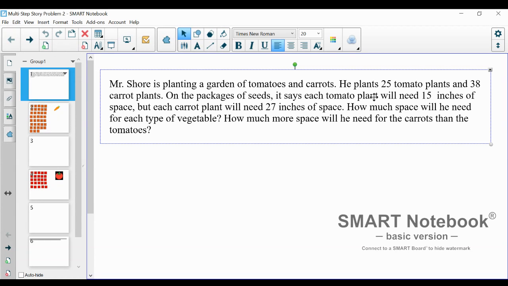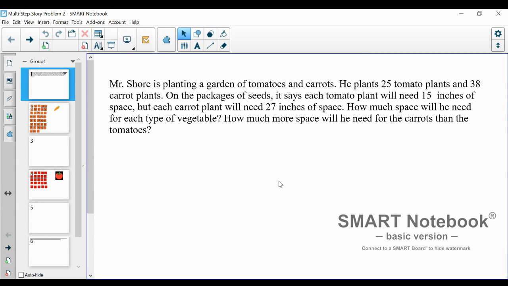In this video, I am going to be discussing how to solve a multi-step story problem. The problem is Mr. Shore is planting a garden of tomatoes and carrots. He plants 25 tomato plants and 38 carrot plants. On the package of seeds, it says each tomato plant will need 15 inches of space, but each carrot plant will need 27 inches of space. How much space will he need for each type of vegetable, and how much more space will he need for the carrots than the tomatoes?